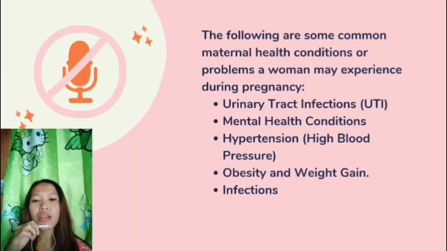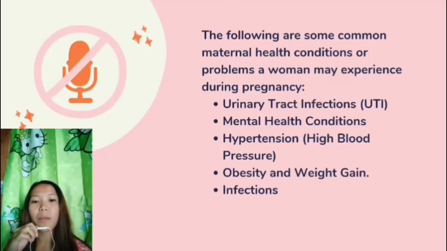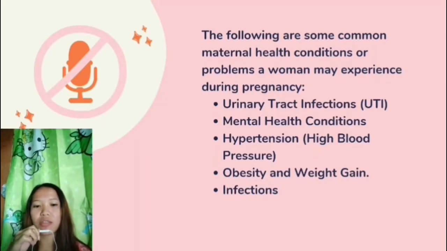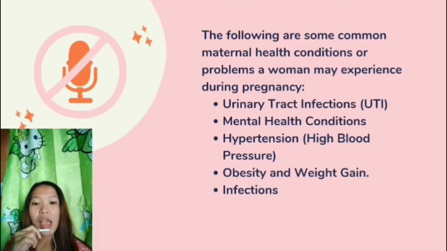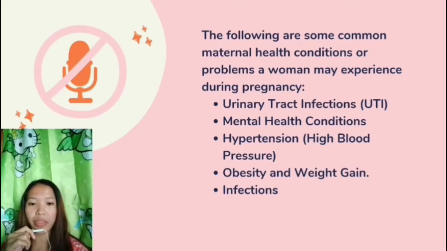So, the following are some common maternal health conditions or problems a woman may experience during pregnancy. The first one is urinary tract infections or UTI. Second is mental health conditions. Third is hypertension or high blood pressure. Fourth is obesity and weight gain. And the last one is infections. So those teratogens are harmful for the baby and for fetal development because, as I've said earlier, they can cause complications to the baby and also to the mother.